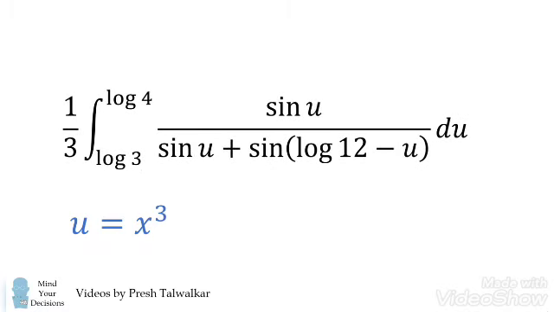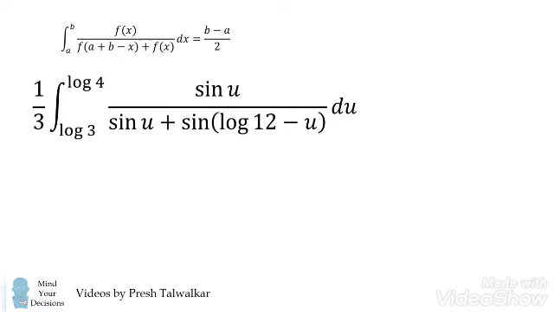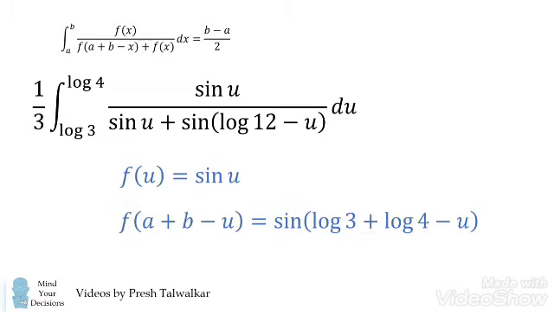We're pretty much ready to apply the formula, but we just need one more observation. If f of u is equal to sine of u, then f of a plus b minus u is equal to sine of log of 3 plus log of 4 minus u. We can simplify this because log of 3 plus log of 4 is equal to log of 3 times 4, which is equal to log of 12. The integral therefore exactly fits our formula.